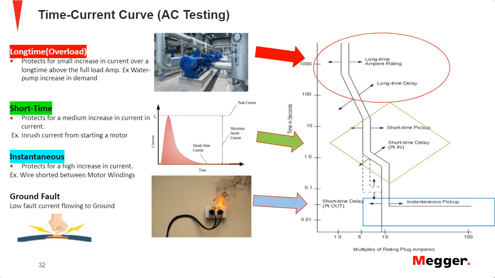Your short time protection, again, is protecting for medium increases in current. So an example of that is your inrush current from starting a motor. It'll spike for a really small amount of time, and then it'll get back to a steady state. So your short time allows for that to happen without tripping the breaker. Instantaneous protection is going to be protecting you from a high increase in current. So if you have a wire shorted between motor windings, for example, that's what that region is protecting you from. And then your ground fault protecting you against fault current flow in the ground.